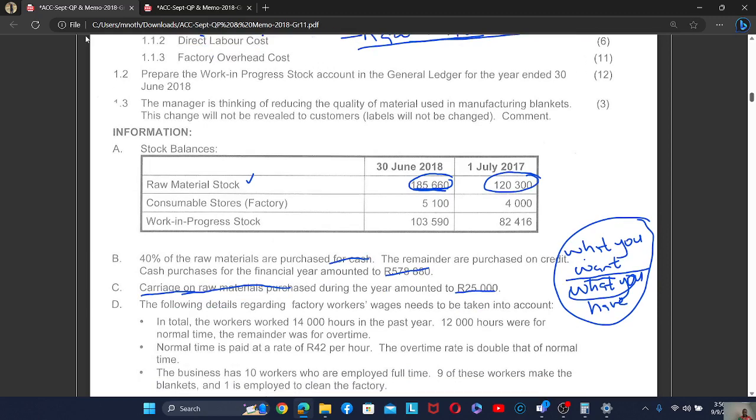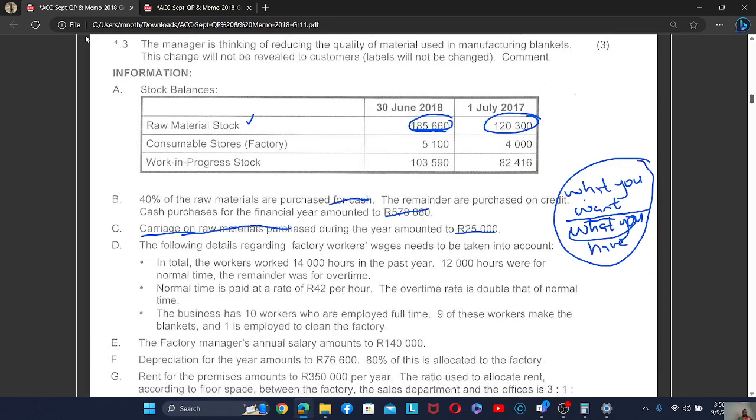So we did B and C. Let's look at D, because it seems like D is talking about the workers. They are saying the following details regarding the factory workers' wages needed to be taken into account. In total, the workers worked 14,000 hours in the past year.